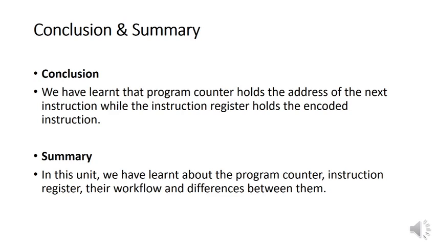The conclusion of this course, this unit, is we have at least been able to explain what the program counter does, and we told you that it holds the address of the next instruction, while the instruction register holds the encoded instruction. In summary, we have learned about the program counter, instruction register, their workflow, and the difference between them.